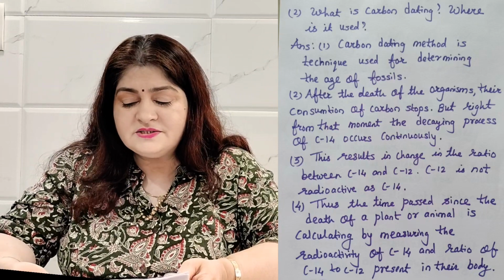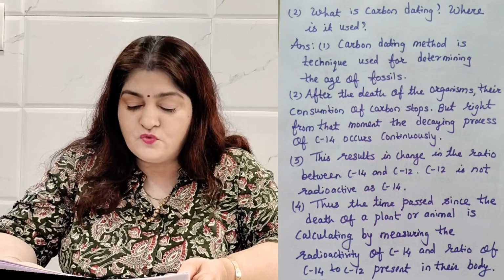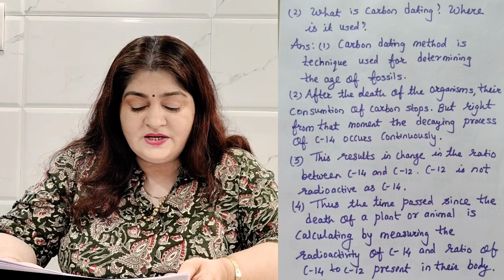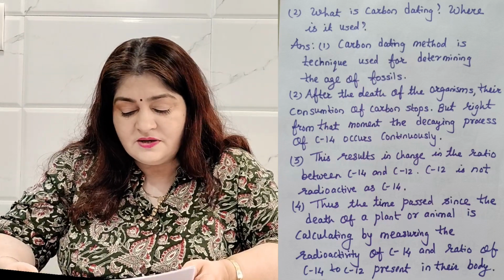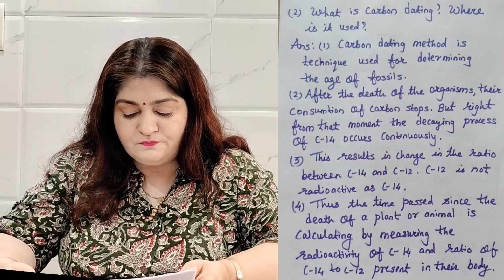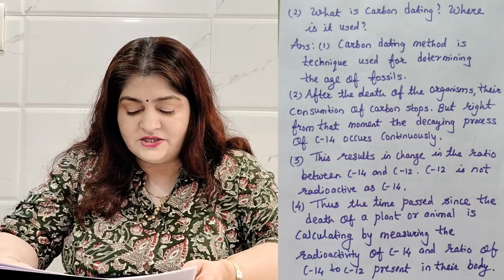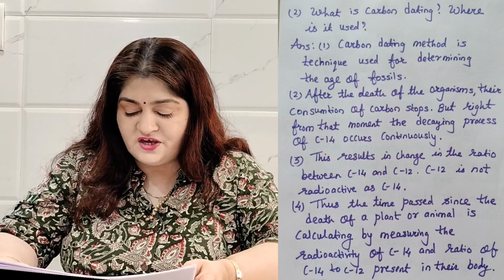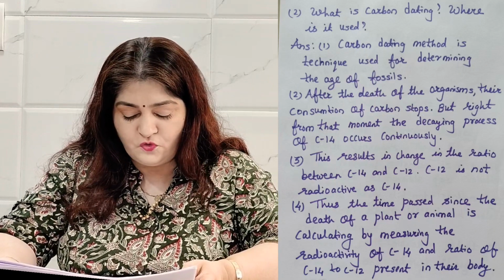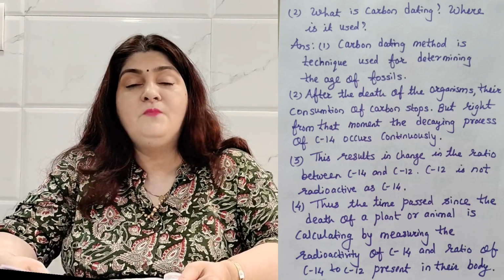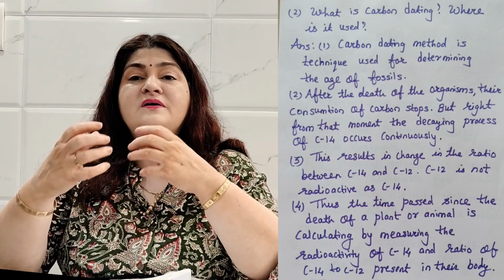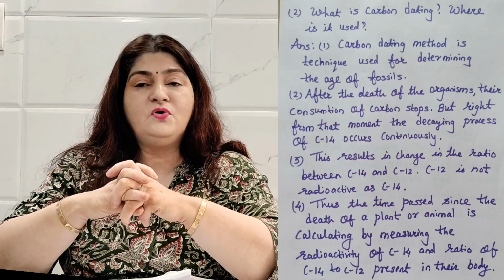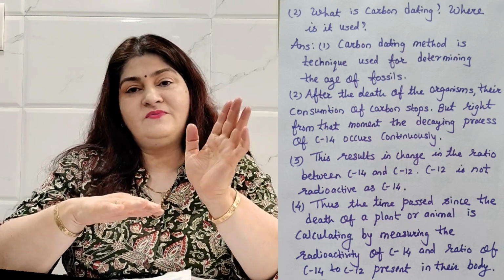This results in a change in the ratio between C14 and C12. C12 is non-radioactive, unlike C14. Thus, the time passed since the death of plants or animals is calculated by measuring the radioactivity of C14 and the ratio of C14 to C12 present in their body. So C14 जो radioactive है उसका proportion body में धीरे धीरे कम होना start हो जाता है dead body में से, जबकि C12 वैसे के वैसे रहता है.